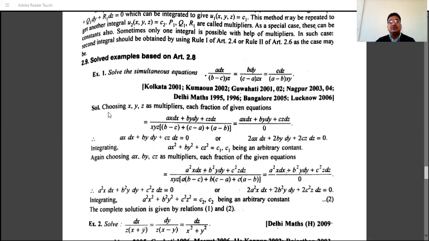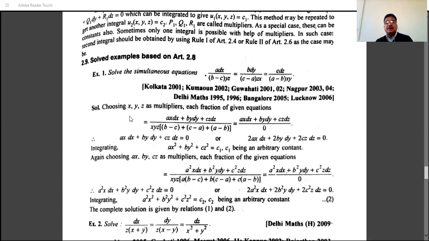Choose multipliers x, y, z, then each fraction or each ratio is equal to a x dx plus b y dy plus c z dz in the numerator, multiplied by x for the first fraction, then y, and then z. Divided by, multiplying by x, what do we have? b minus c x y z, then plus c minus a x y z, and plus a minus b x y z. So if we take x y z as common, then we have b minus c plus c minus a plus a minus b, and it is equal to 0.